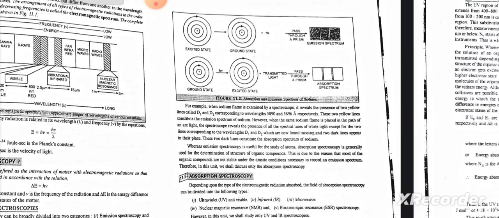For example, when a sodium flame is examined by the spectroscope, it reveals the presence of two yellow lines called D1 and D2, corresponding to wavelengths 5890 angstrom and 5896 angstrom, respectively. These two yellow lines constitute the emission spectrum of sodium. However, when the same sodium flame is placed in the path of an arc light, the spectroscope reveals the presence of all the spectral lines of the white light except for the two lines corresponding to the wavelengths D1 and D2, which are now found missing, and two dark lines appear in their place.